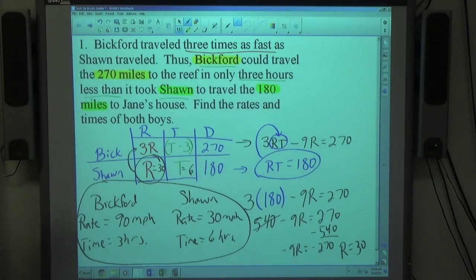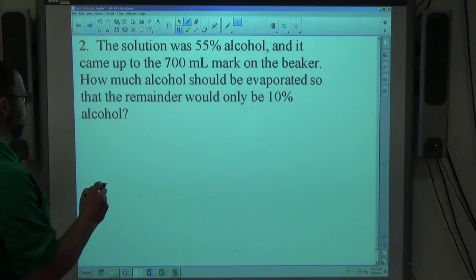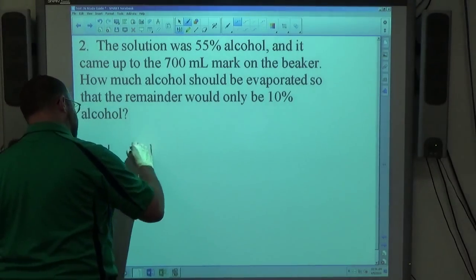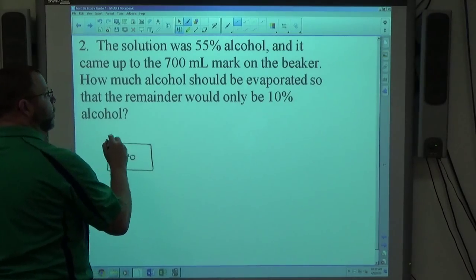Number 2, the solution was 55% alcohol. It came up to the 700 milliliter mark of the beaker. How much alcohol should be evaporated, so the remainder would be 10%? So we have a specific amount of alcohol solution. So we have 700 milliliters of alcohol, which is 55%.